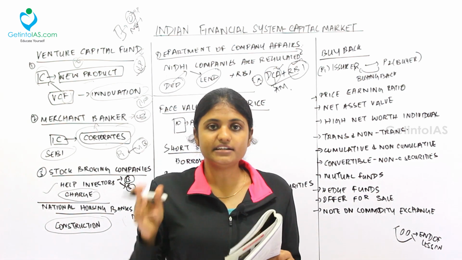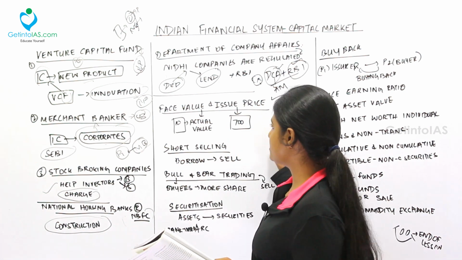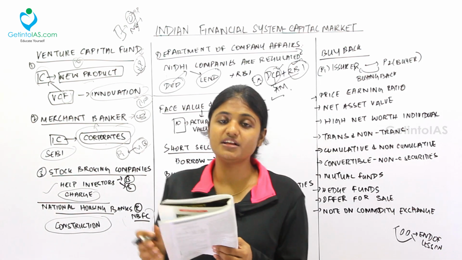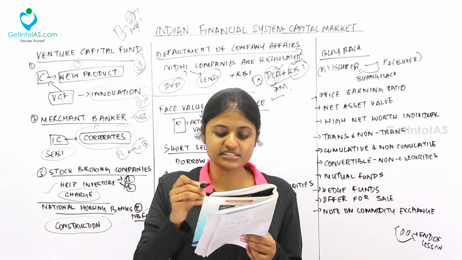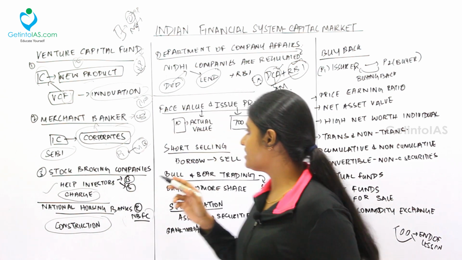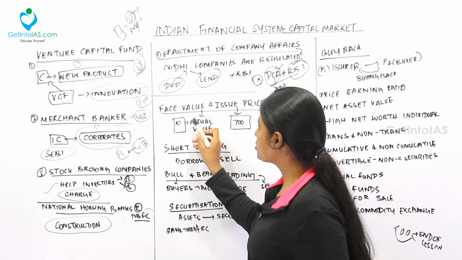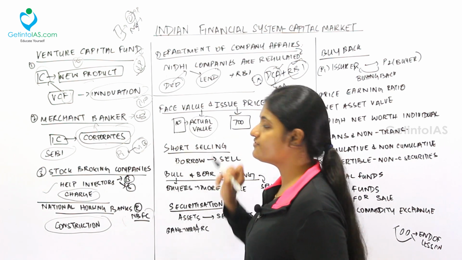Next, moving to the related terms in this lesson. First one is the face value and issue price. So what is face value? For example, face value is the actual value of shares. Issue price refers to the price of a share including share premium. For example, see, face value is the actual value. In case the value of the share is ₹10, that is called as the face value.